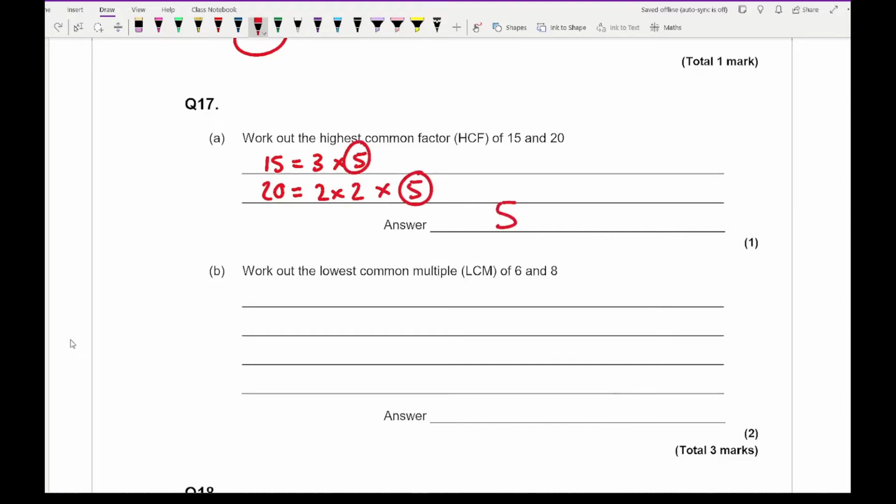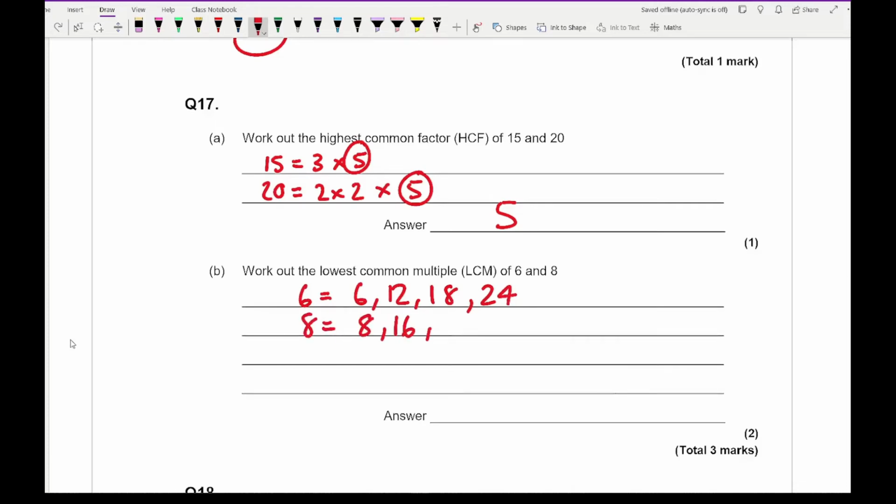Then it says work out the lowest common multiple of 6 and 8. So what is the smallest number that appears in the 6 times table and the 8 times table? Now with it being worth 2 marks, you do need to state the times tables. Although the answer is quite obvious, going to be 24, it's still good practice to make sure that you are writing those times tables just so that it's blatantly obvious.